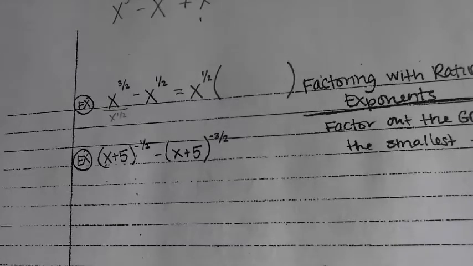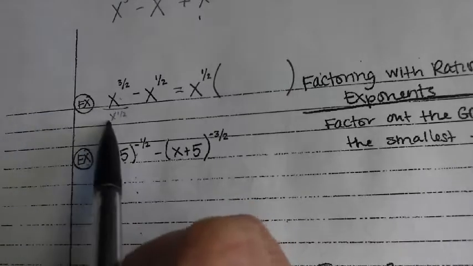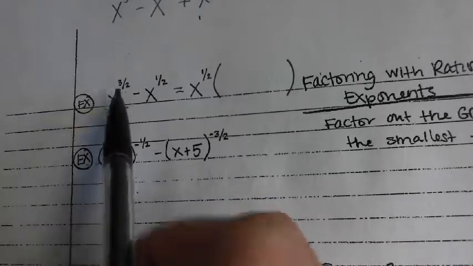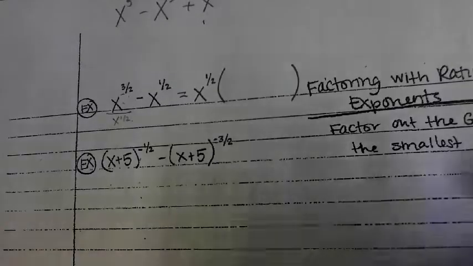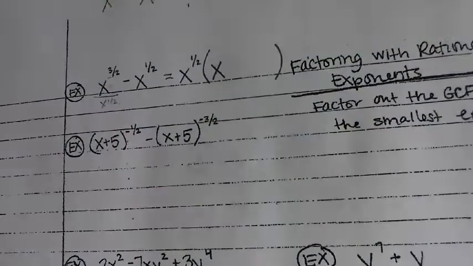And why are you subtracting? Because you're following your exponent rules. You're dividing common bases. So when you divide common bases, you just subtract exponents. 3/2 minus 1/2 is 2/2, right? And we all know that x to the 2/2 is just x to the first power. So we just have x.